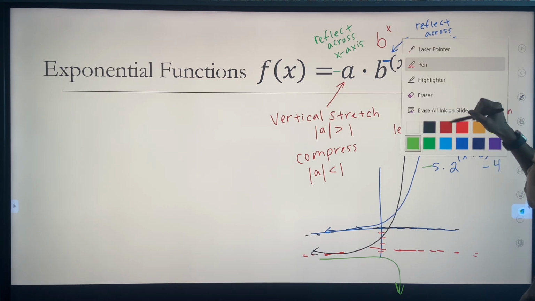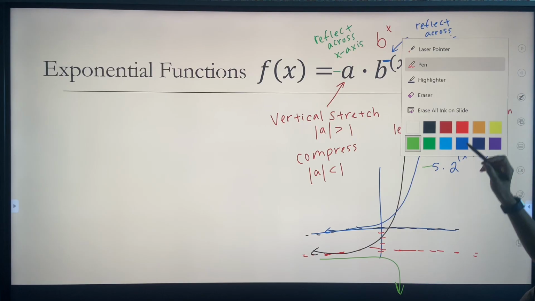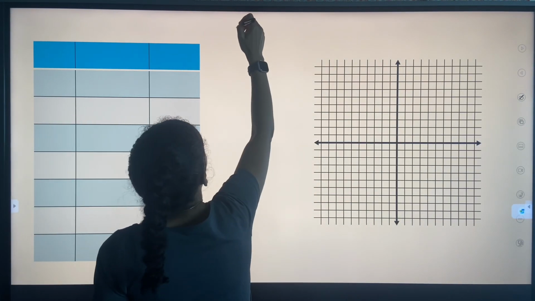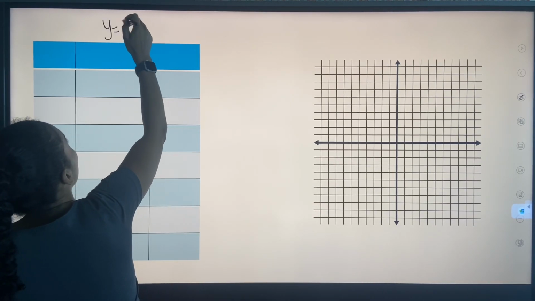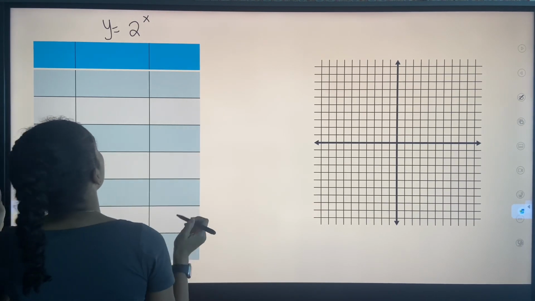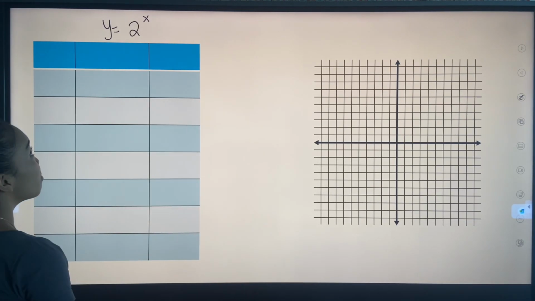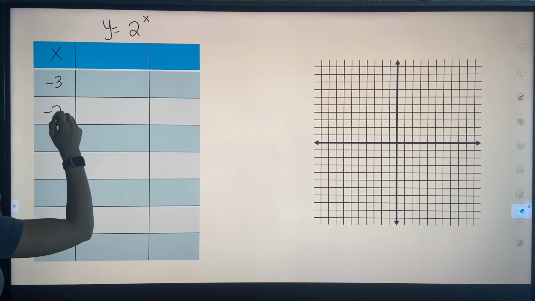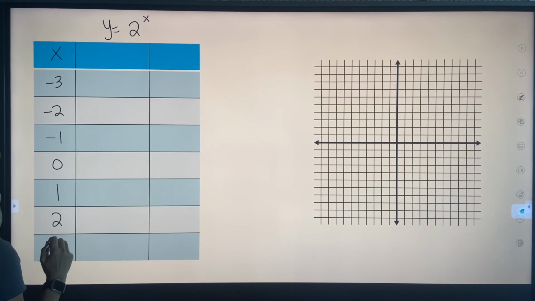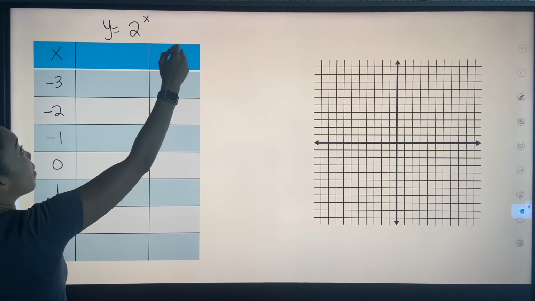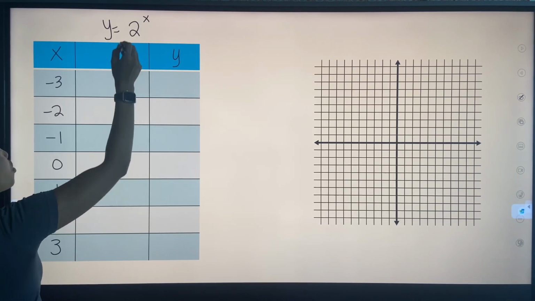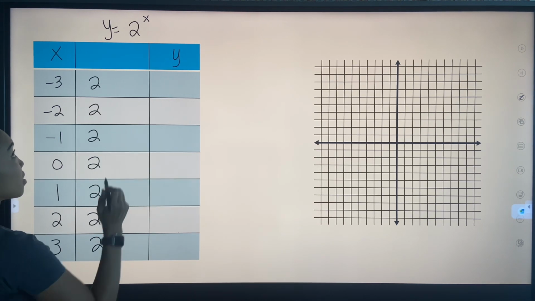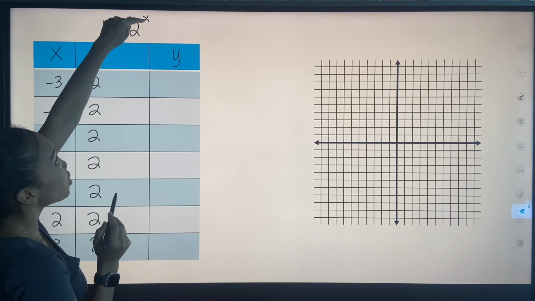Let's actually graph these with exact points and not just a rough sketch. So first, I'm going to show you how to get your basic y equals 2 to the power of x. Okay, this is your basic parent function. So for x values, I'm going to plug in -3, -2, -1, 0, 1, 2, and 3. So let's figure out how to get my y values, okay? So my base is always going to be 2 for all of these. That doesn't change. However, my exponent will always change.